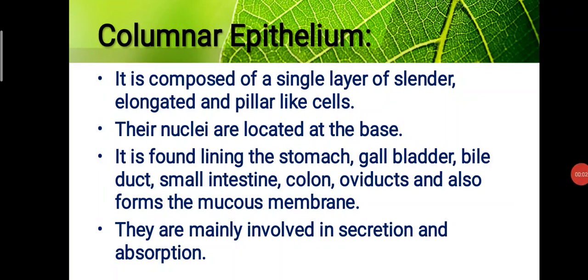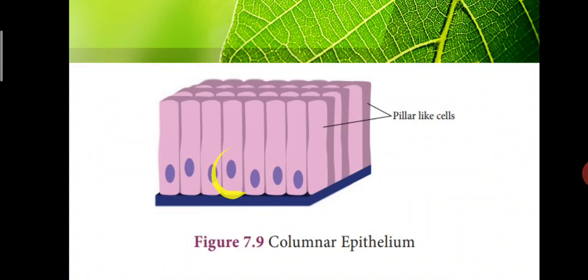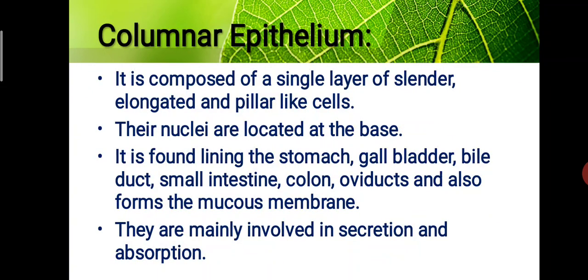Next is columnar epithelium. It is composed of a single layer of slender cells. Slender means thin, elongated and pillar-like cells. Pillars look like columns, so that is why we call it columnar epithelium. Their nuclei are located at the base. Can you see here, the nuclei are located at the base.